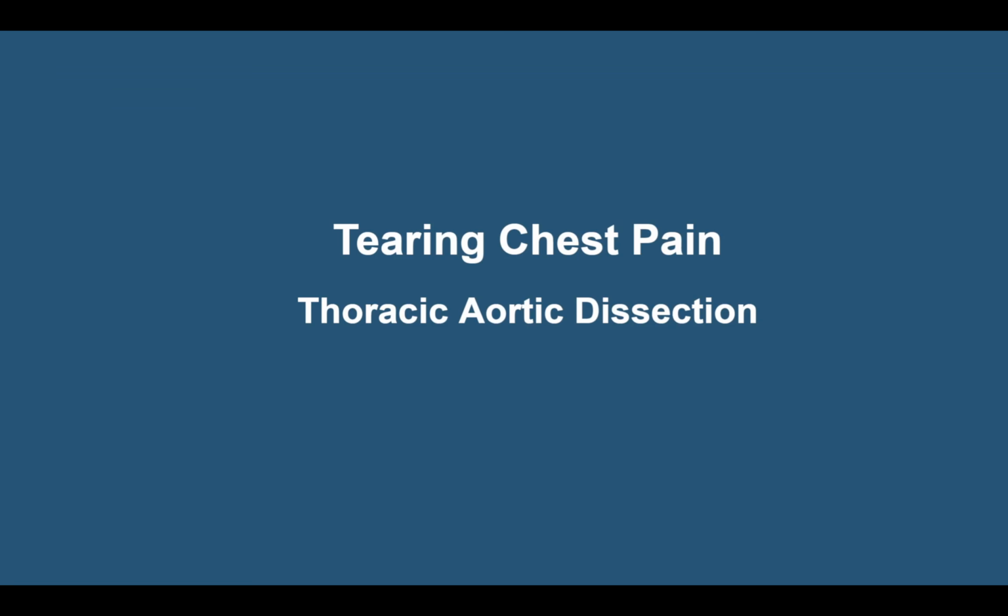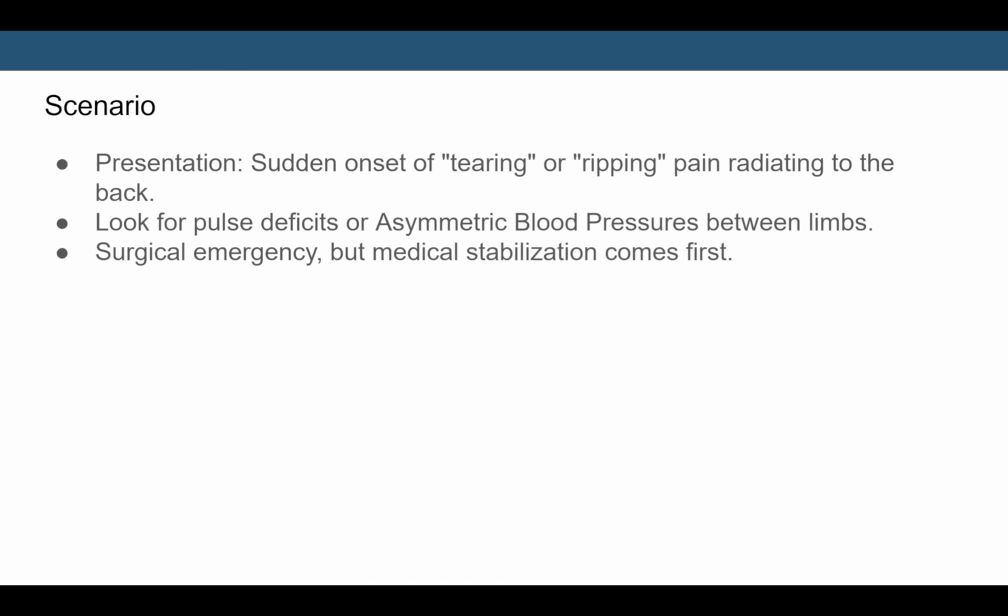The second condition is tearing chest pain, and this is seen in thoracic aortic dissection. So the scenario for the USMLE is you will see a patient that has a sudden onset of tearing or ripping pain radiating to the back. This is sometimes also seen with pancreatitis. Okay, so the pain tearing to the back is sometimes seen with pancreatitis, but here I'm talking about thoracic aortic dissection. So you have to look for pulse deficits or asymmetric blood pressures between limbs.